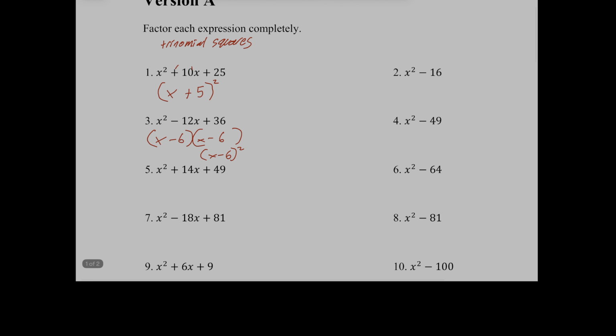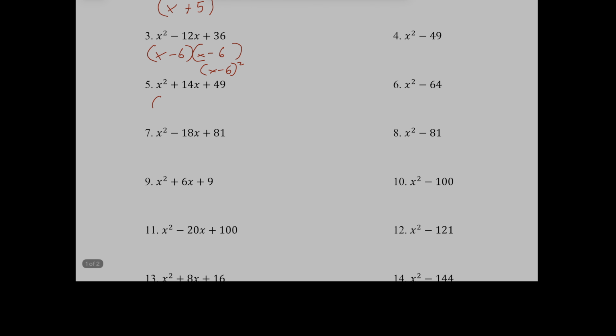Okay, let's keep going then. Number 5. If you take a look at this, I see that the square root of 49 is 7. 7 plus 7 is 14. So this fits into the pattern, so I can go like that. Number 7, square root of 81 is 9. 9 times 2 is 18. So this one fits into the pattern. But because the middle is negative, I've got to go negative with this. I take a look at the third one. Square root of 9 is 3. 3 times 2 is 6. So I can go and do this.